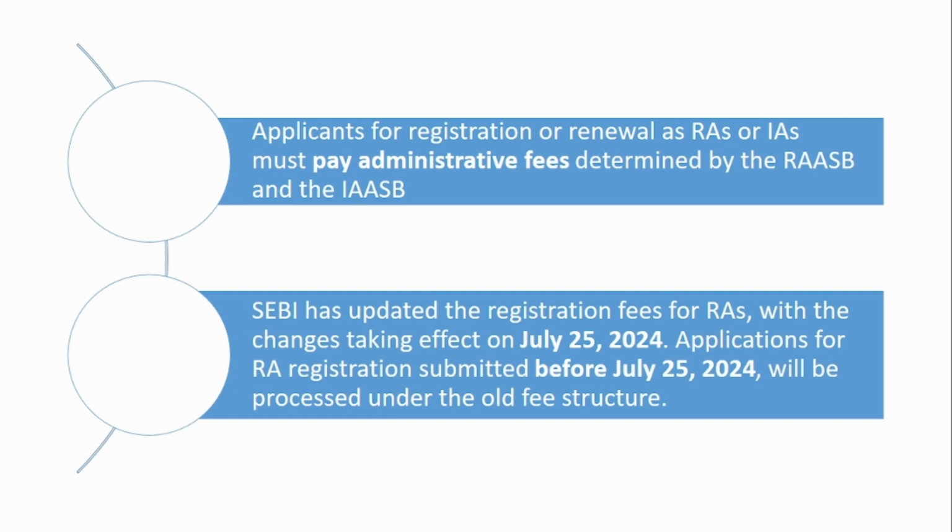Even now, the applicants for the registration or the renewal for the RAs and the IAs will be determined by the RAASB and the IAASB. These two bodies will determine the administration fees for the RAs, that is research analysts, and investment advisors. Sebi has updated the registration fee for the research analyst with effect from July 25, 2024. The applications for RA registration submitted before July 24 will be processed under the old fee structure. But any application submitted after July 24 will be under the new fee structure suggested by Sebi.